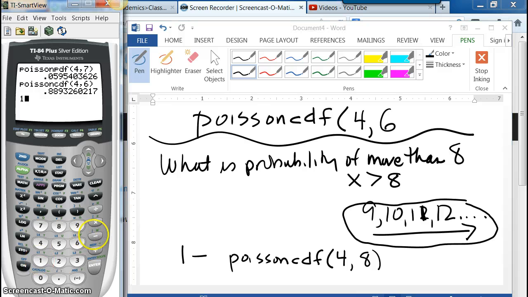So I'm going to do 1 minus, I'm going to go second, distribution. I'm clicking down till I find the Poisson CDF. I'm going to type in 4, and I'm changing this to an 8, and paste, and then enter. And then there's about a 2% chance that there would be more than 8 when the average is 4.